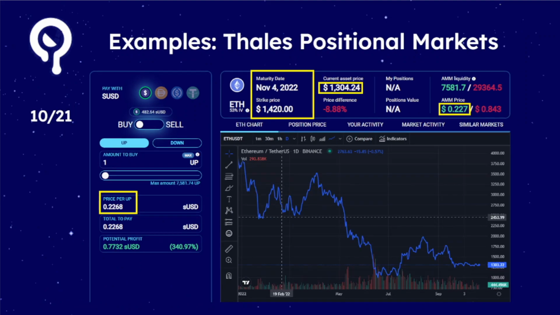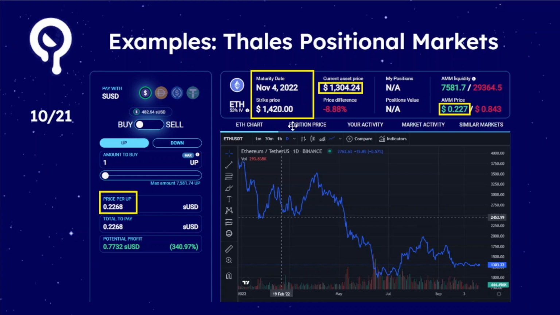So let's look at some examples. This is a Thales positional market for ETH. And I took this screenshot on 10/21. The market here has a maturity date of November 4th and a strike price of 1420. At the time that I bought this position, the current price of ETH was 1304, and I paid 0.22 for each position. So if I put $1 in, I get 0.22 positions.